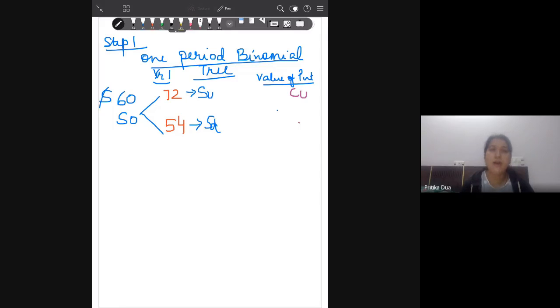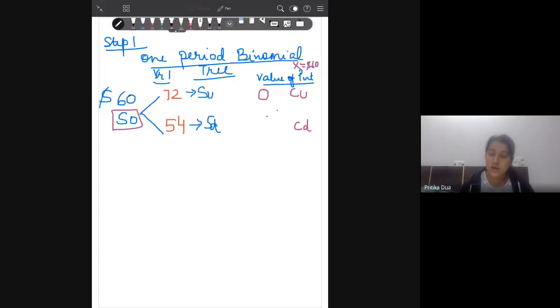Now the value of the put option, when the market price increases, lapses at an intrinsic value of 0 because the put option will not be exercised. The put option had an exercise price of $60. X was $60. So when the price in the market itself becomes 72, you will not exercise your put option. Okay.